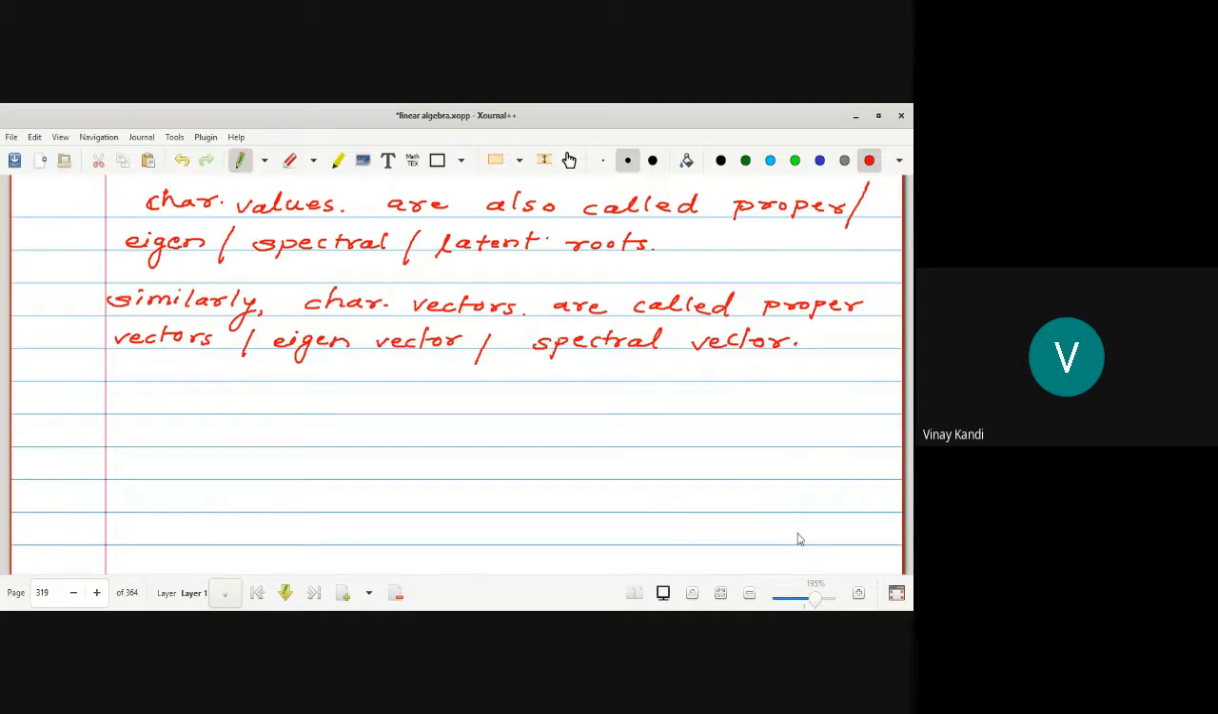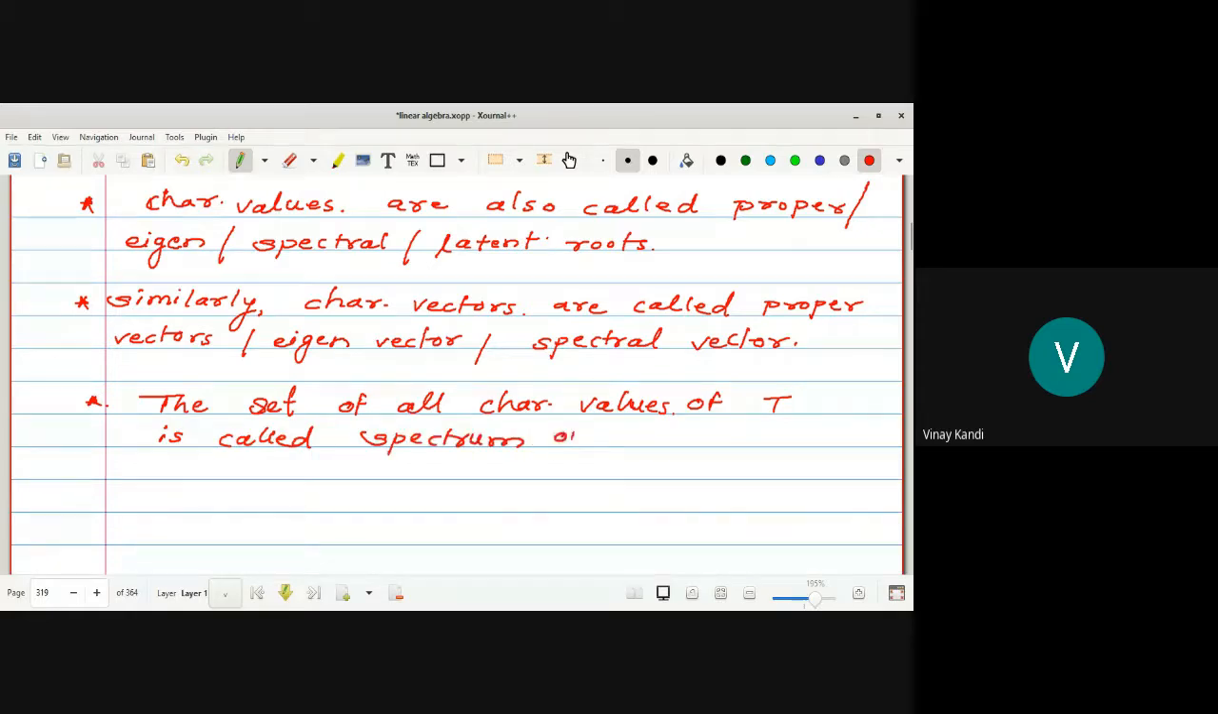What is the next definition? The next remark: the set of all characteristic values of the transformation T is called the spectrum of T. Spectrum of capital T. Any doubt up to here? Okay. And the next theorem.